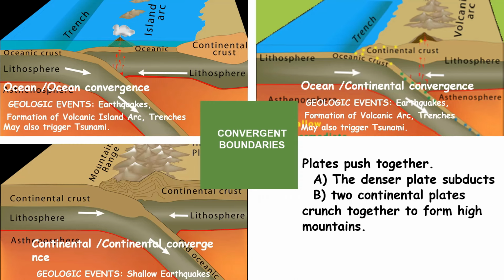Next type of plate boundary ay tinatawag na convergent boundaries. Now, merong 3 klase. Ang una is yung ocean to ocean convergence. Ikalawa naman yung ocean at saka yung continental plate convergence. At yung ikatlo naman yung continental to continental convergence.